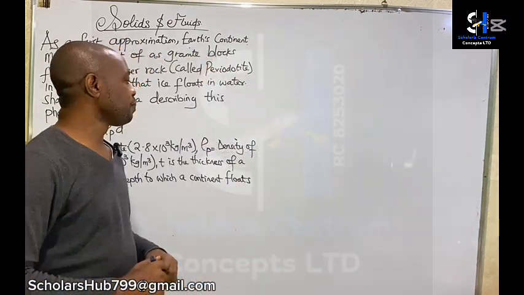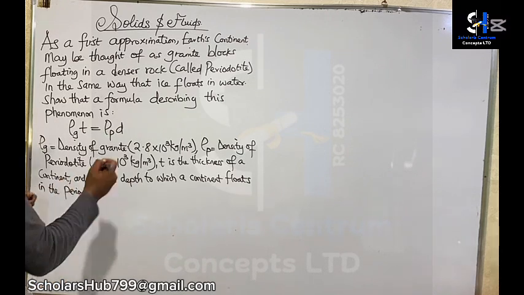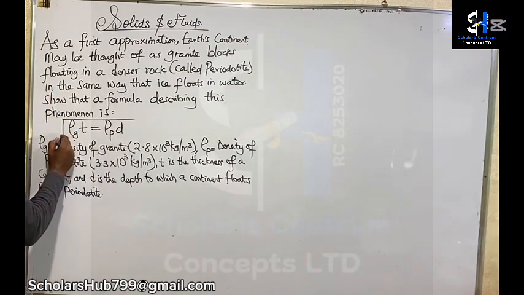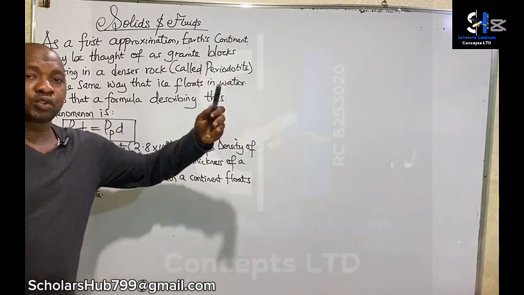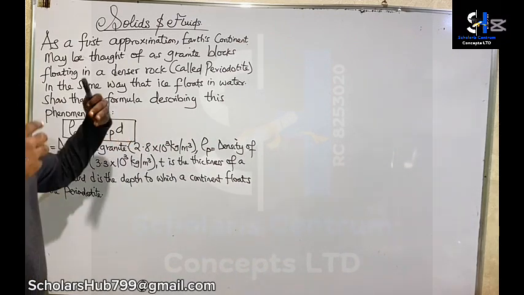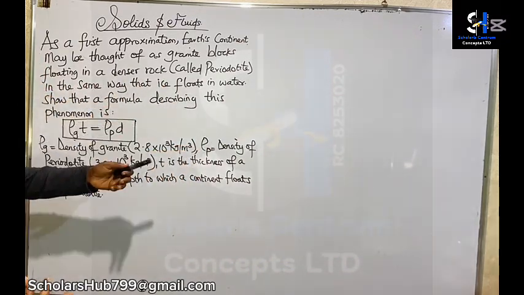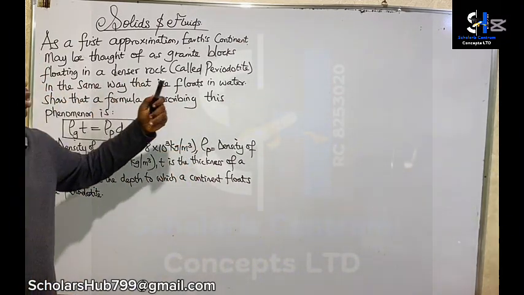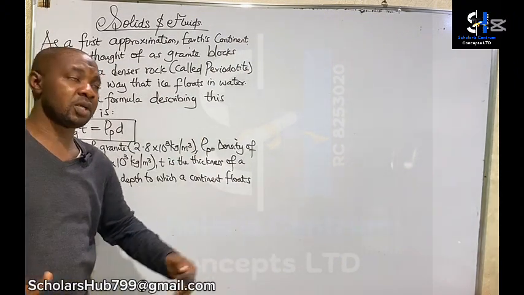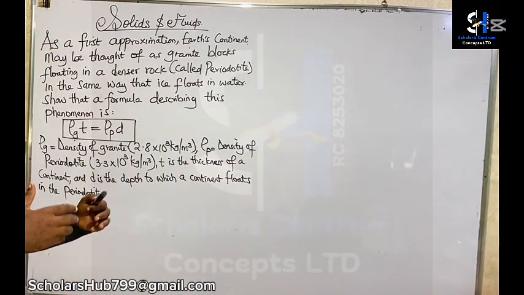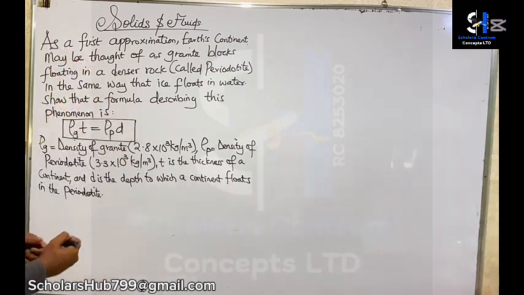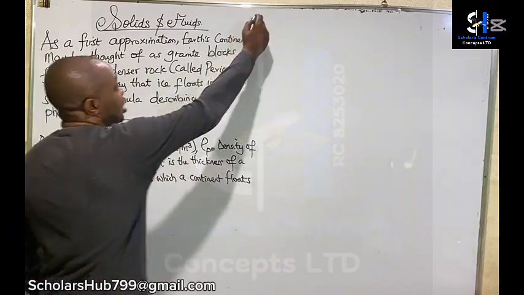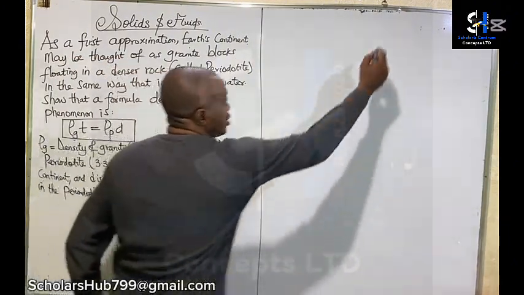So that's it. Now let's look at how we can prove this phenomenon, how we can prove this formula. To prove the formula, like I said, the granite block is thought of as one of the Earth's continents, floating in a denser rock known as peridotite. Like I said, this is similar to ice floating in a fluid. So now let's see how we can prove the formula.